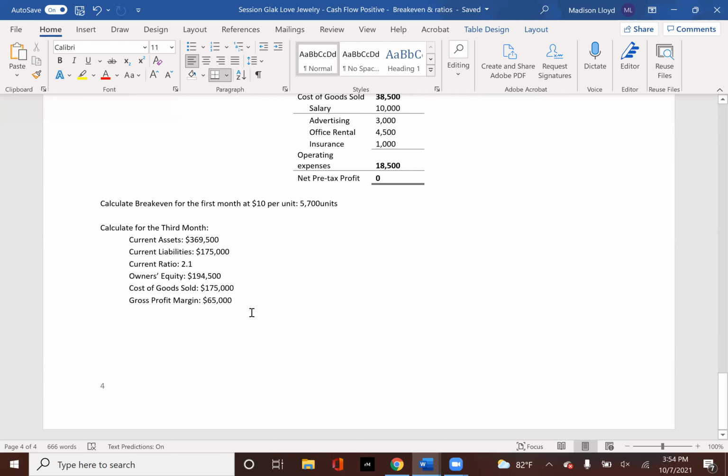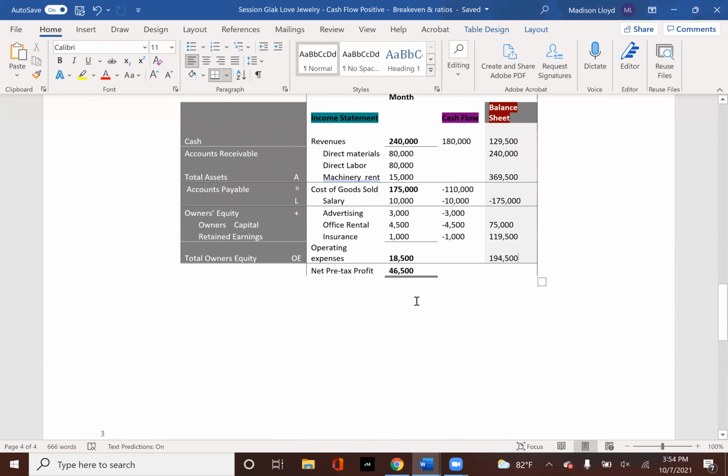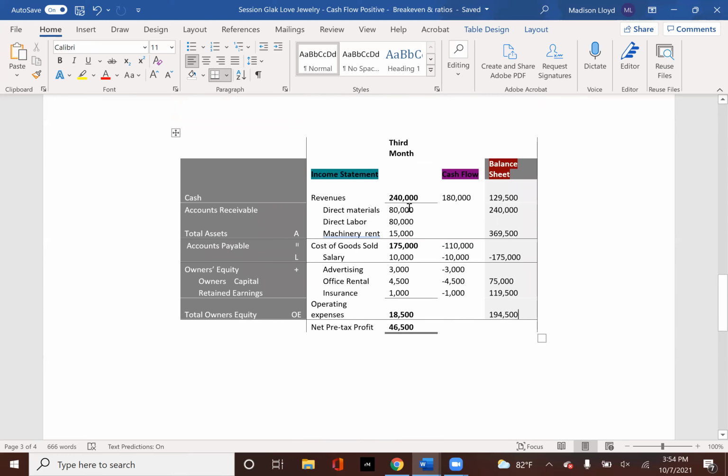And your gross profit margin. Okay. We didn't really go over this much, but in our third month, we just take our revenues. So our $240,000 in revenue, and we just subtract our cost of goods sold to get our gross profit margin. Gross means you haven't subtracted all of your expenses from it yet. That's why it's a gross profit margin. So you just take $240,000 in revenue and you subtract your cost of goods sold, which was obviously the money you used to produce it. $240,000 minus $175,000, and you get $65,000.